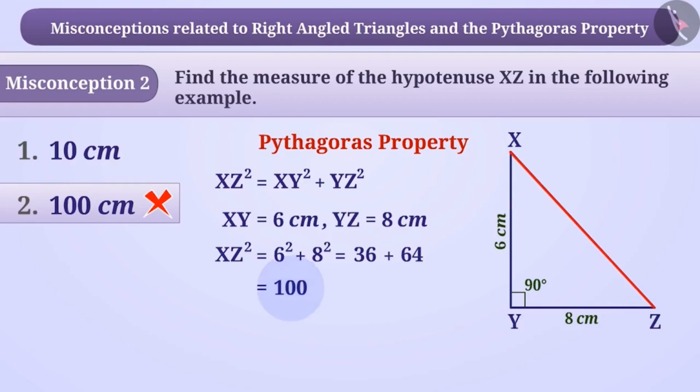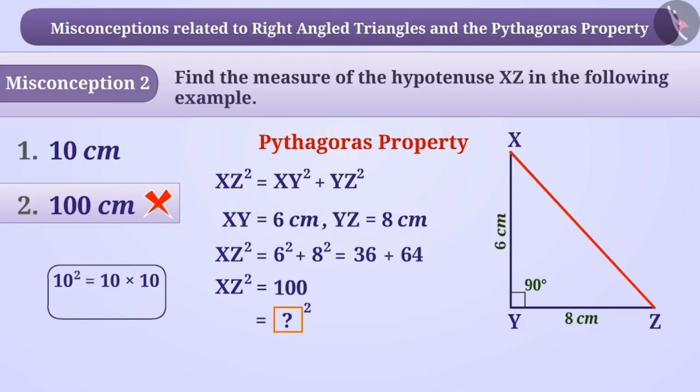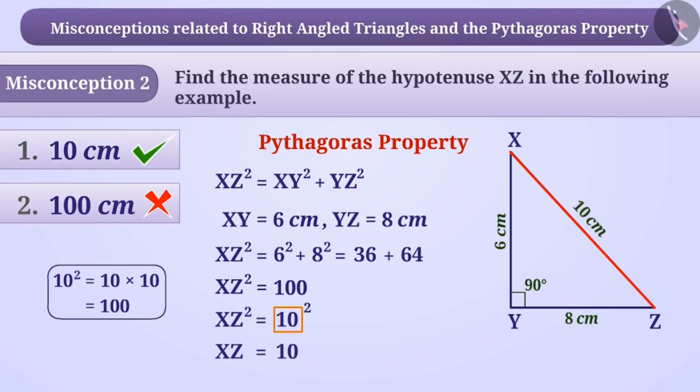Note that 100 is the value of XZ square. To find the value of XZ, we need to find a number whose square is 100. Since 10 square is equal to 10 multiplied by 10, which is equal to 100, we can say that XZ square is equal to 10 square. Hence, XZ is equal to 10. As a result, the correct answer to the given question is option 1.